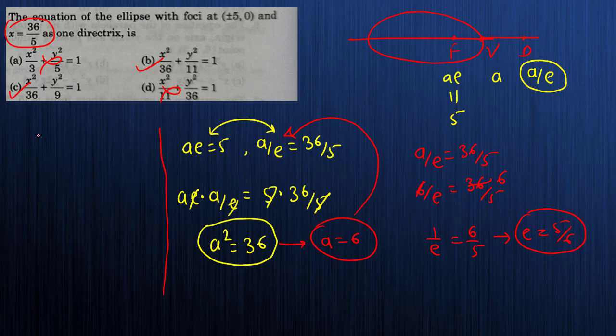Okay, so B square is equal to what? It is A square into bracket 1 minus E square. So A square is 36, it is 1 minus E square, which is 25/36.